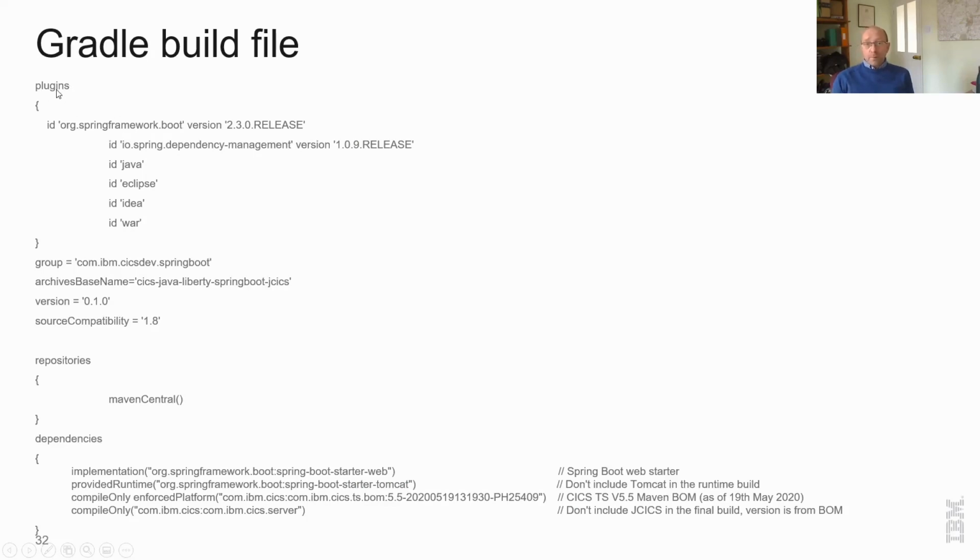So you define plugins. So here we have some plugins. So we've got a Spring plugin, Java plugin, Eclipse plugin, IDE plugin, and a WAR plugin. So they're all the bits we're going to use. We're going to name our build and talk about the source compatibility with Java. Then we're going to say where our source can be found. So Maven Central we're going to use as our repository.